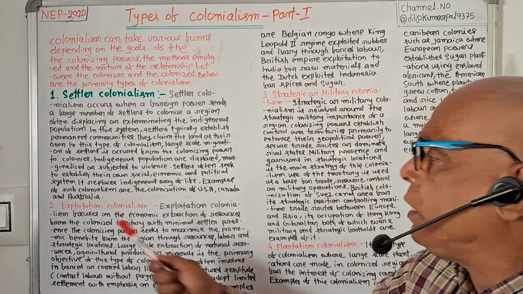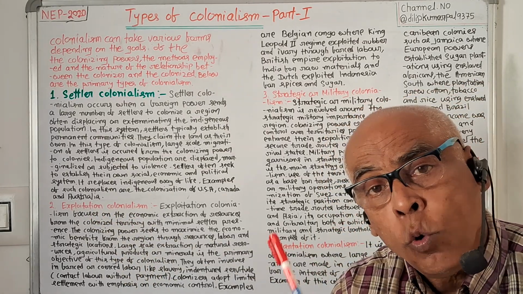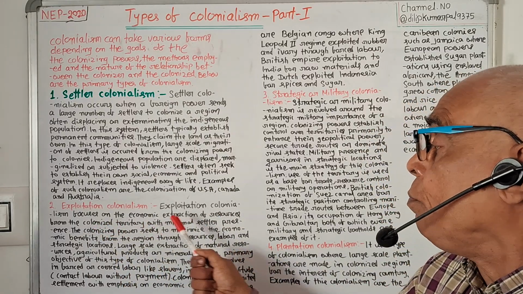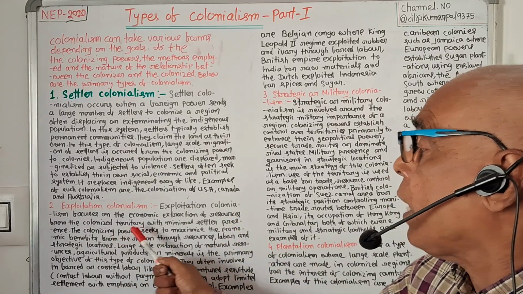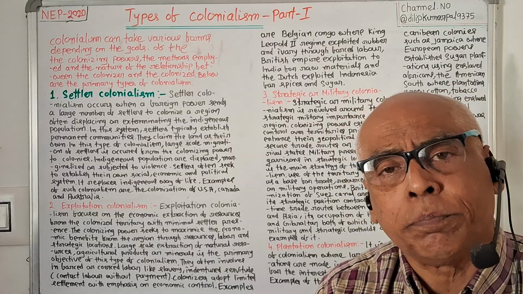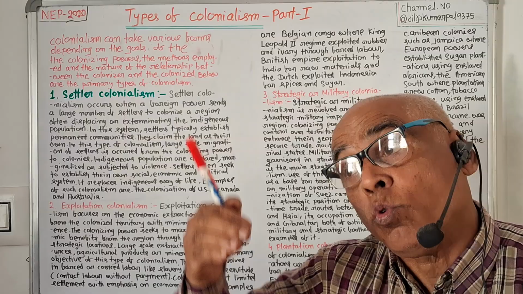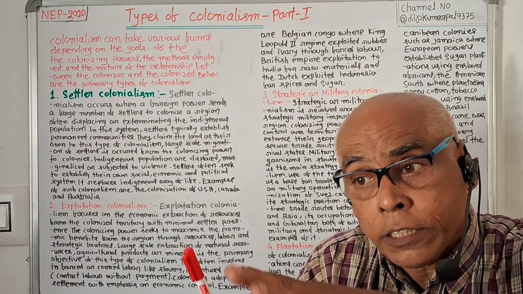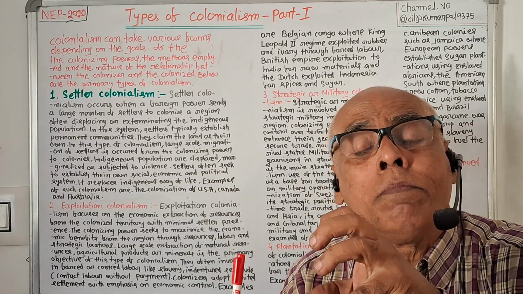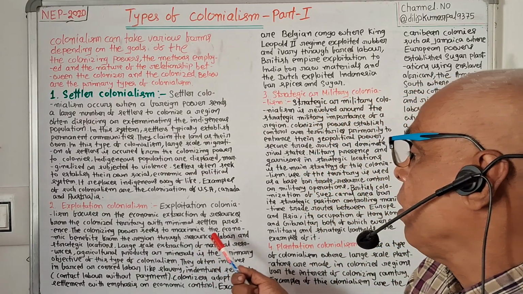Another type of colonialism is exploitation colonialism. What is exploitation colonialism? Exploitation colonialism focuses on the economic extraction of resources from the colonized territory with minimum settler presence. It means whenever a country sends its people to another country, the purpose is to extract resources, and the country sends only a minimum of its people to the foreign country. The purpose is to extract the resources.